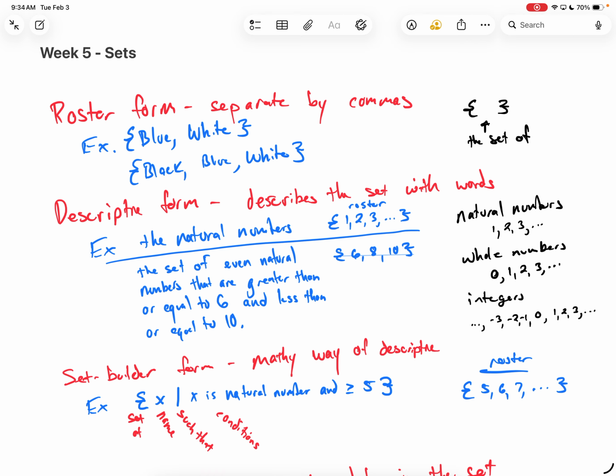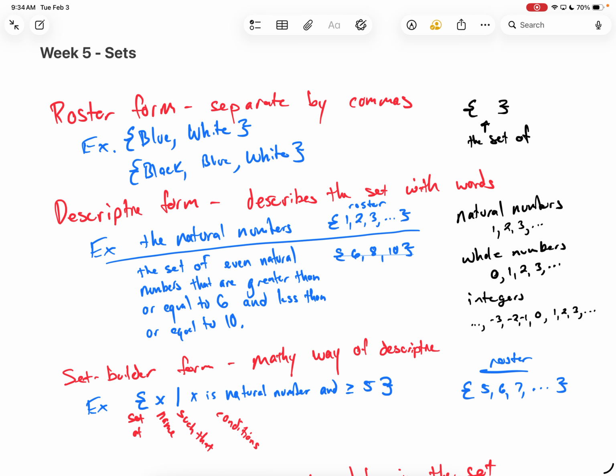Descriptive form, I hate using the word in the definition, but it describes the set with words. So the descriptive form, you are just describing the set with words. A refresher over some of these math words right here in this corner. Natural numbers, you'll see the words natural numbers, and I think Alex actually tells you this in the problem, so you don't have to really memorize this or anything.